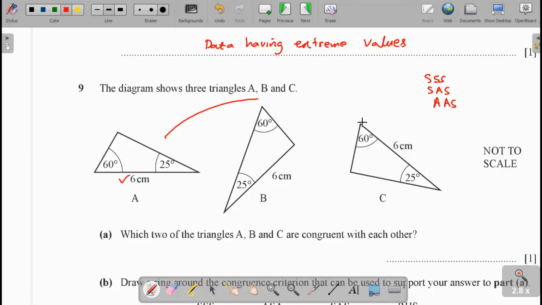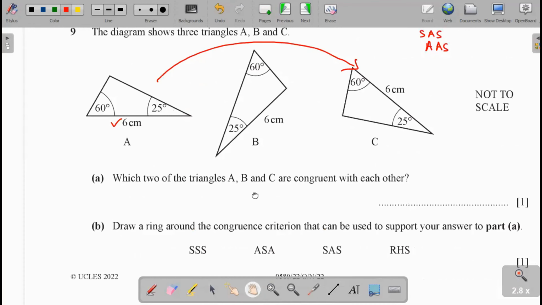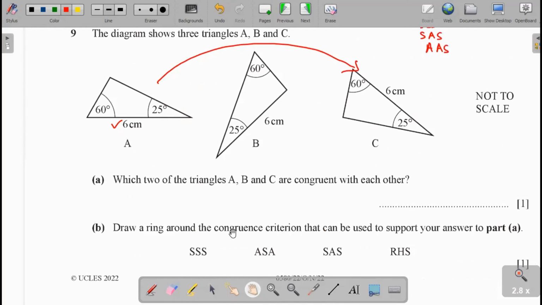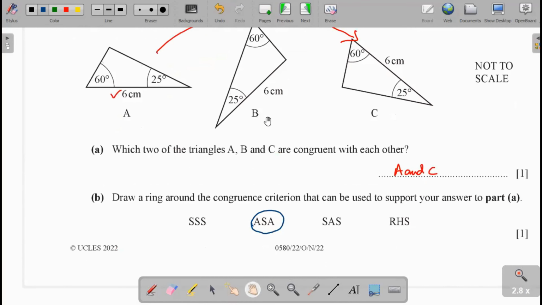Now you see here this triangle is the congruent triangle to triangle A. Now you can write it A and C are congruent to each other. Now next is to write the congruence criteria. It's very simple. You see here two angles and one side, therefore ASA property, or you can say double A property also.